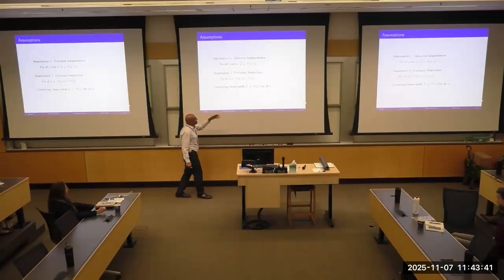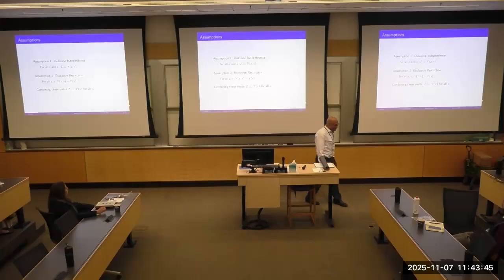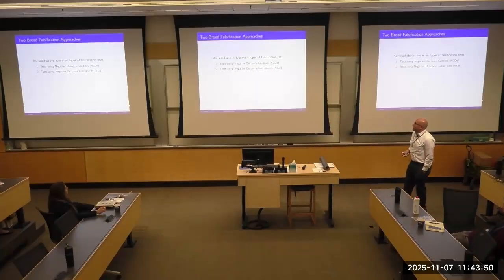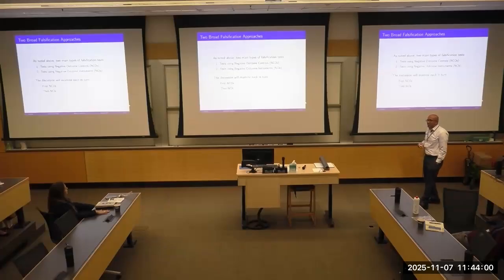And so these together give us the standard orthogonality condition that we're used to seeing. Right. So again, there's many types of falsification tests. Again, there's going to be two broad categories: the negative outcome controls and the negative outcome instruments. I'm going to discuss each of these in turn. It's just a lot easier to do it this way.